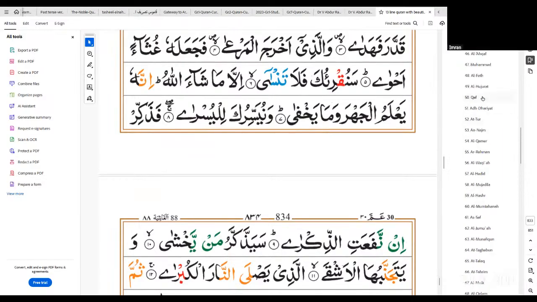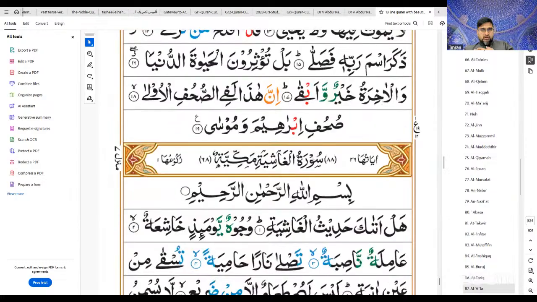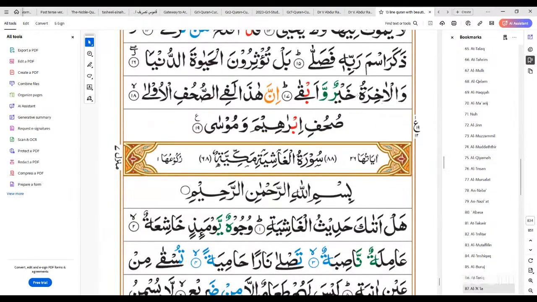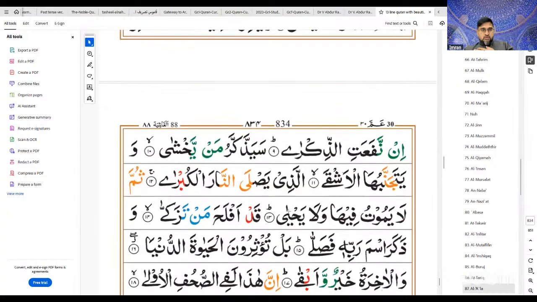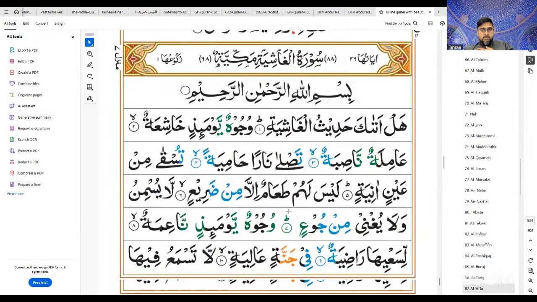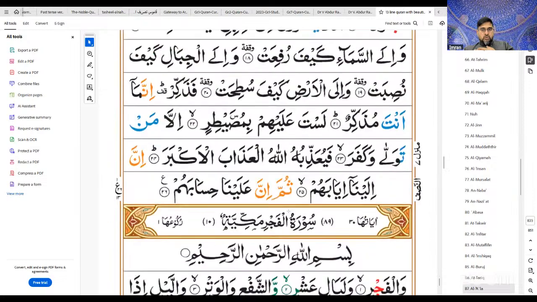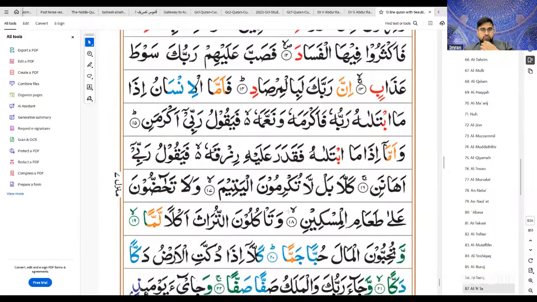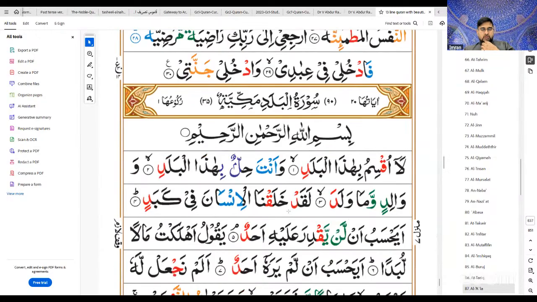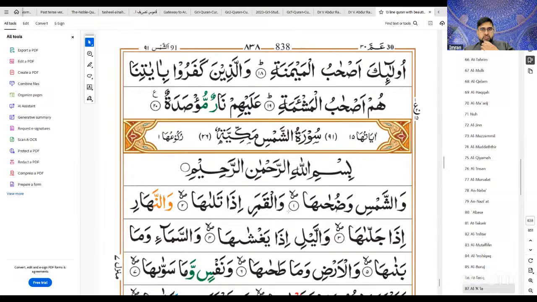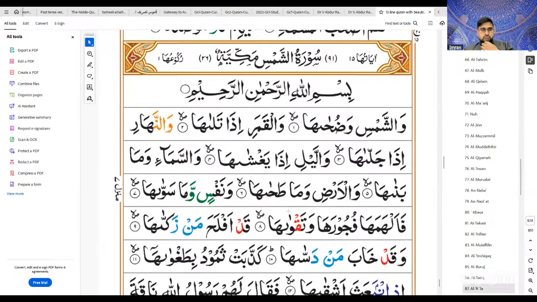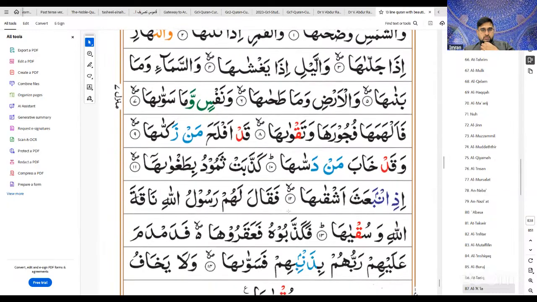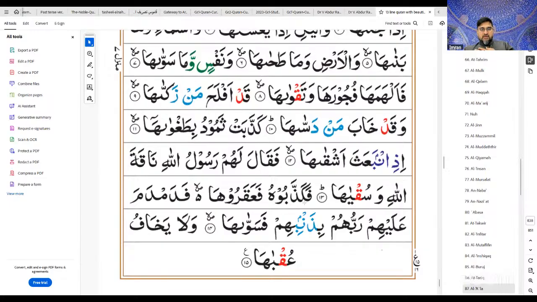Verse number 33. Or should I do this itself? Let me just see. Yutahhir. Let me see if I can find another one over here. I just want one more example, and that should be enough. I'll take it from Surah Shams. Okay, this one here. Who's going to do this one here?